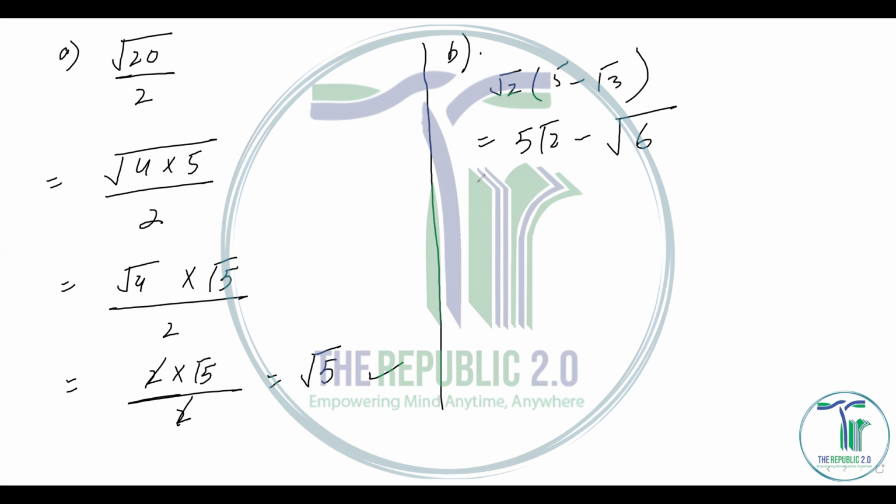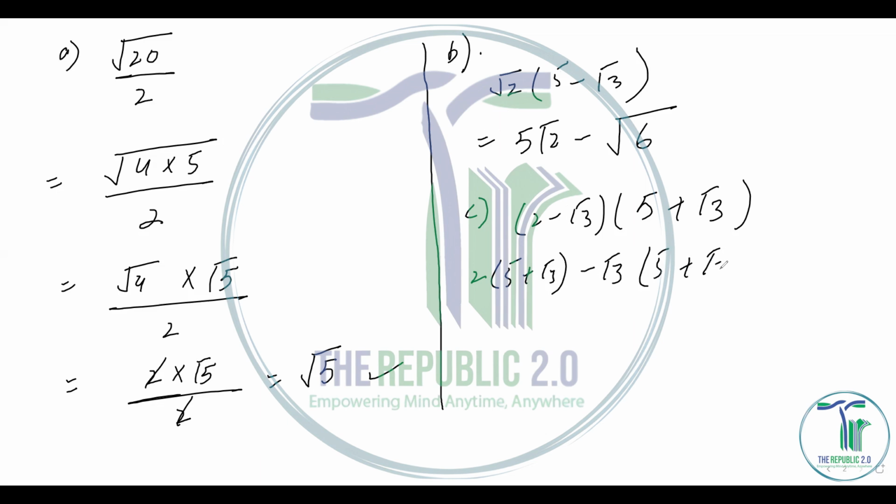For example, another question says you have 2 minus root of 3 and you're going to multiply it by 5 plus root of 3. So I need to multiply 2 by both these numbers, then root of 3 by both these numbers. So you would have 2 times 5 plus root of 3 minus root of 3 times 5 plus root of 3. Now I'm just going to multiply them. 2 times 5 is going to be 10 plus 2 root of 3 minus 5 root of 3 and minus root of 3 squared, right?